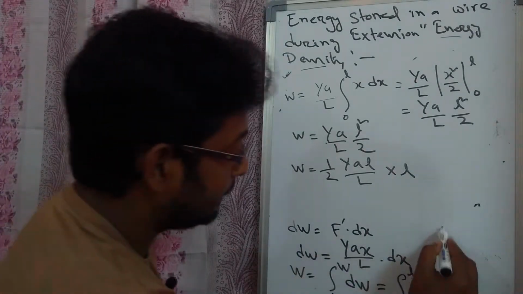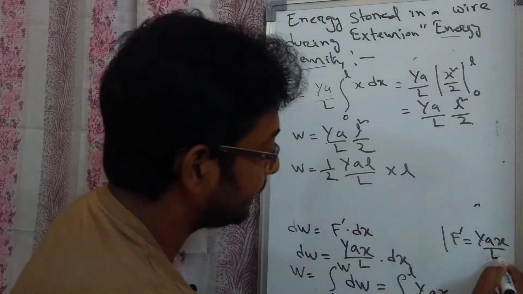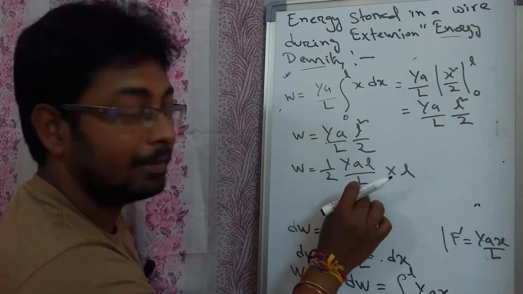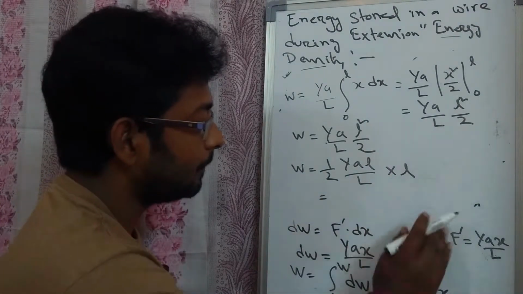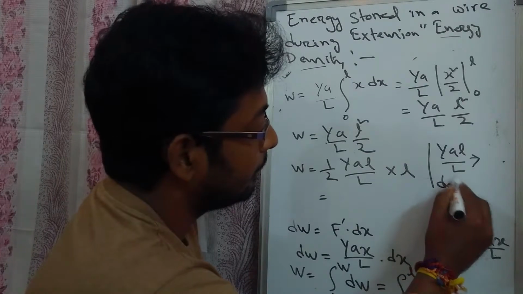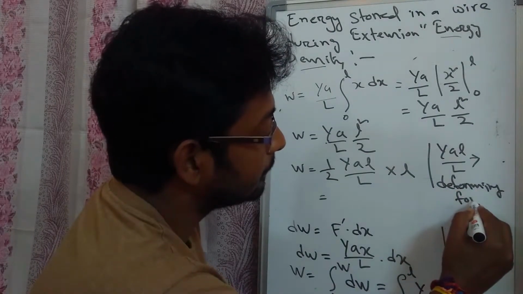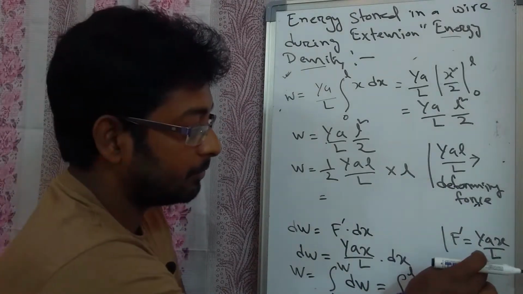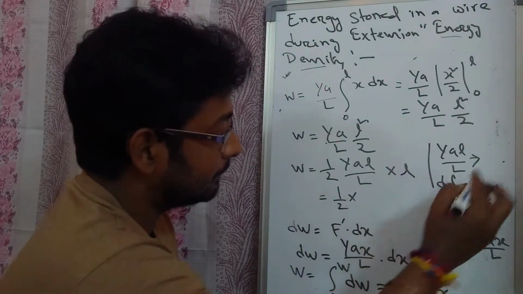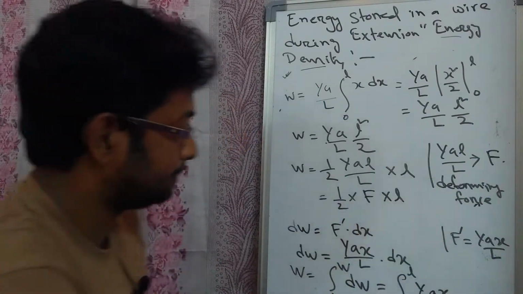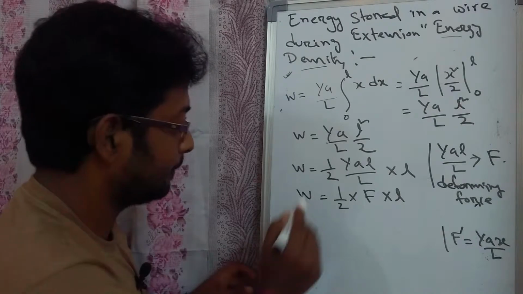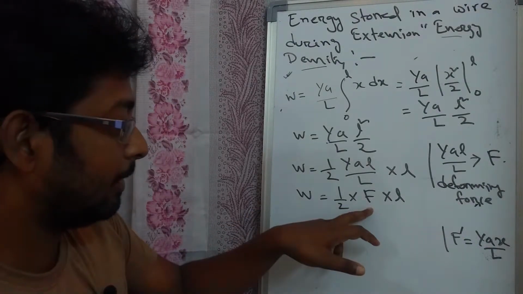We already wrote that F dash equals Y A x by L, and this F dash is the restoring force. So this Y A l by L is the deforming force, or you can say the applied force. So this is my restoring force and this is my applied or deforming force. Now I can write half into F into l. So this is my work done. Work done is half into F into l.